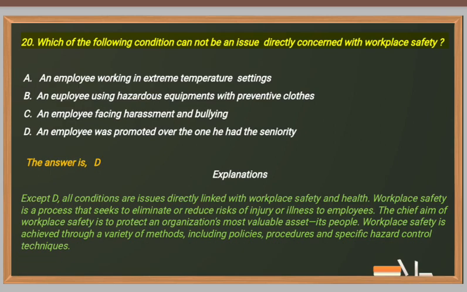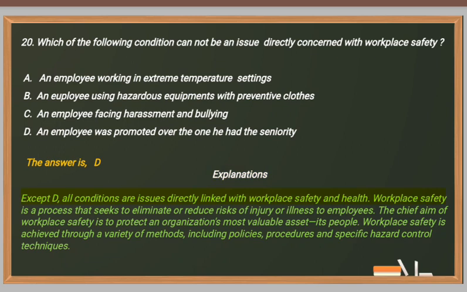20. Which of the following conditions cannot be an issue directly concerned with workplace safety? A. An employee working in extreme temperature settings. B. An employee using hazardous equipment without preventive clothes. C. An employee facing harassment and bullying. D. An employee was promoted over the one who had the seniority. The answer is D.